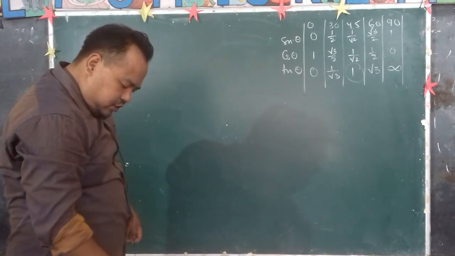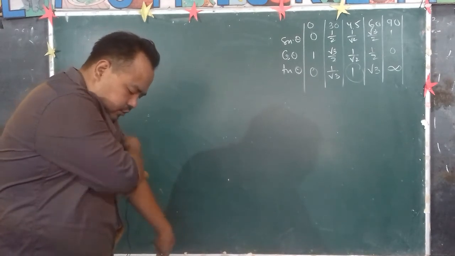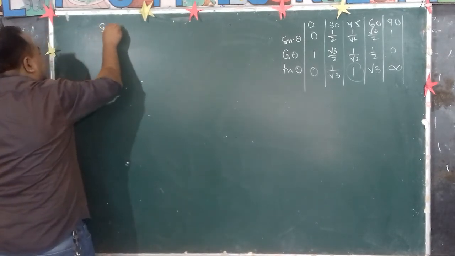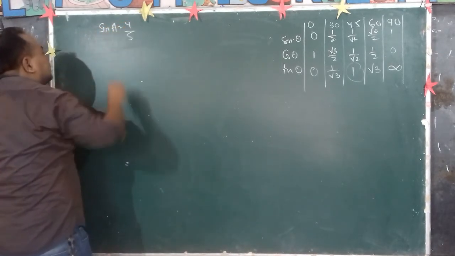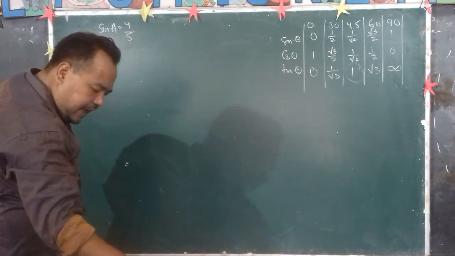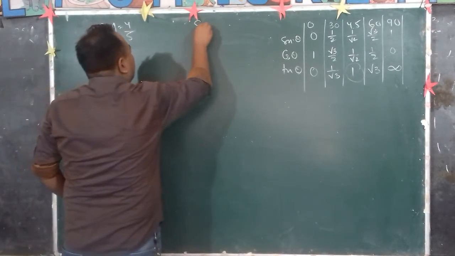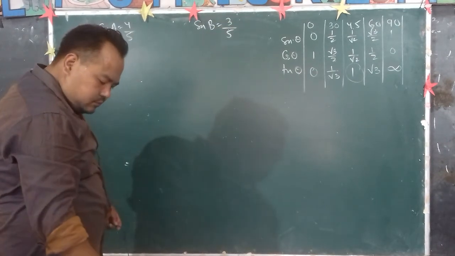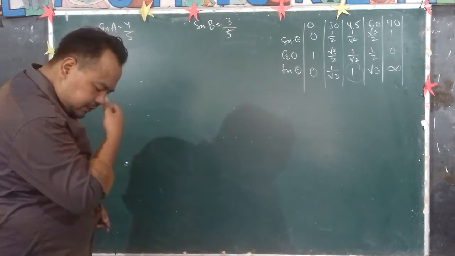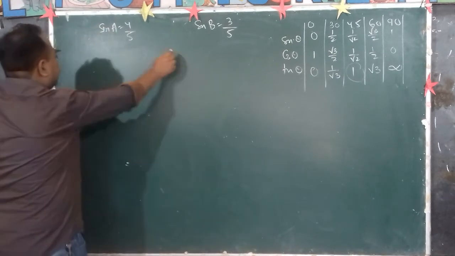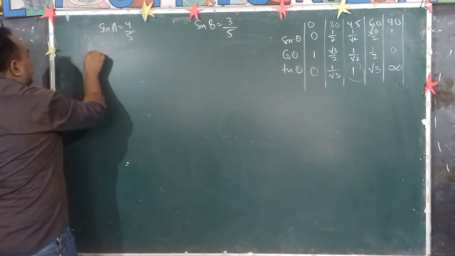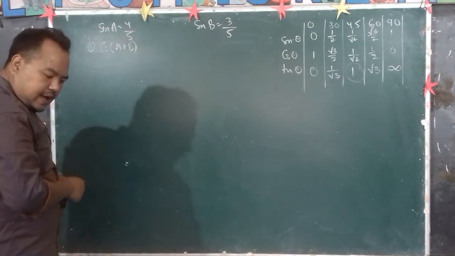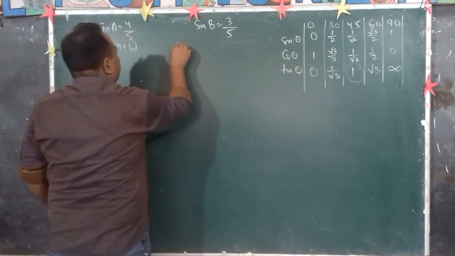Now look at question number 15, subdivision 1. It is given sine A equal to 4 by 5 and sine B equal to 3 by 5. The first one is I have to find the value of cos A plus B, and the second one I have to find the value of sine A minus B.